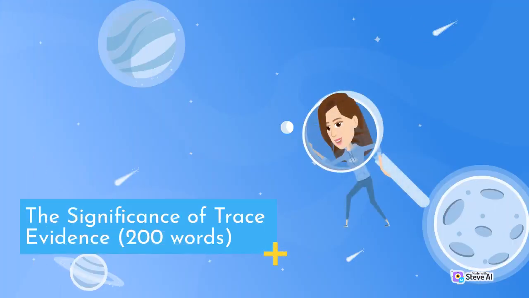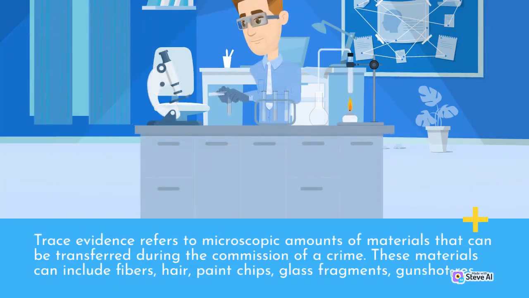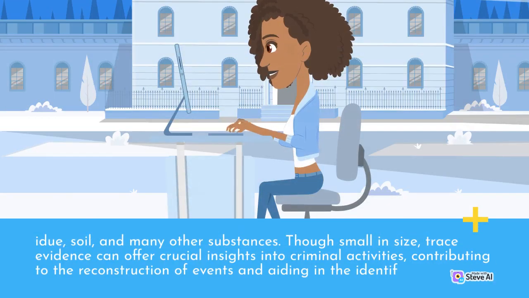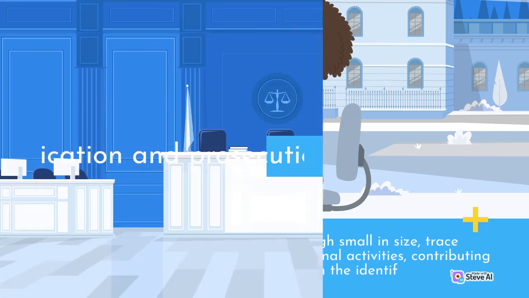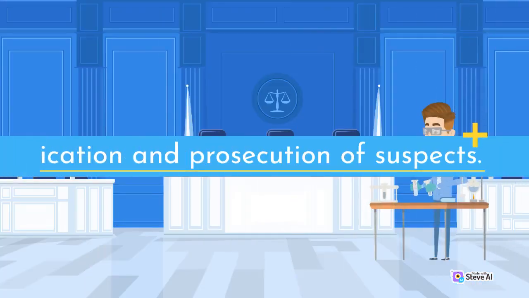The significance of trace evidence, 200 words. Trace evidence refers to microscopic amounts of materials that can be transferred during the commission of a crime. These materials can include fibers, hair, paint chips, glass fragments, gunshot residue, soil, and many other substances. Though small in size, trace evidence can offer crucial insights into criminal activities, contributing to the reconstruction of events and aiding in the identification and prosecution of suspects.